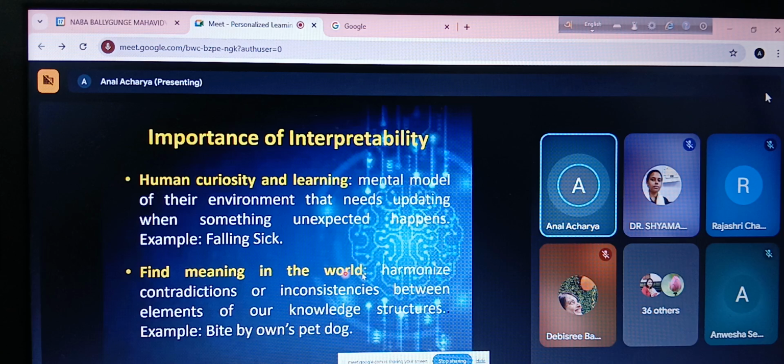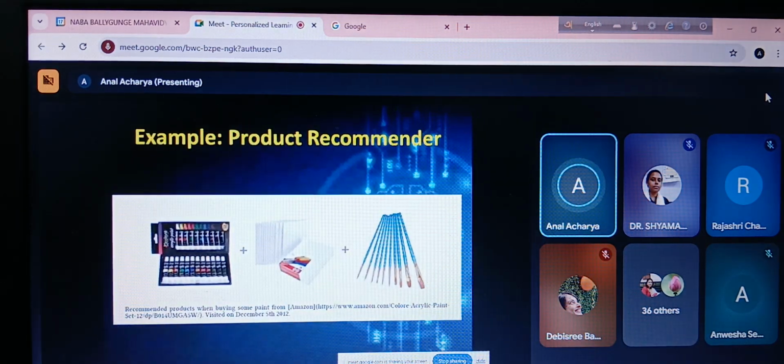Next is find meaning in the world, right? Find meaning in the world means harmonize contradictions or inconsistencies. Sometimes there are some events that are occurring which we are not able to understand why they are occurring, isn't it so? For example, we all love our pet dogs, but sometimes the pet dog has bitten us. So why is it so actually? We may be wondering, isn't it? So that could be a case. So this is an example.